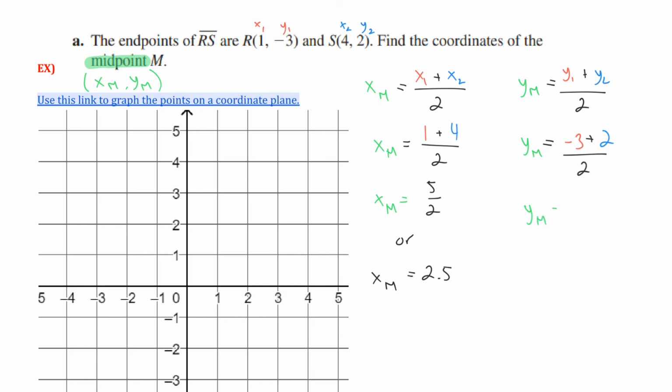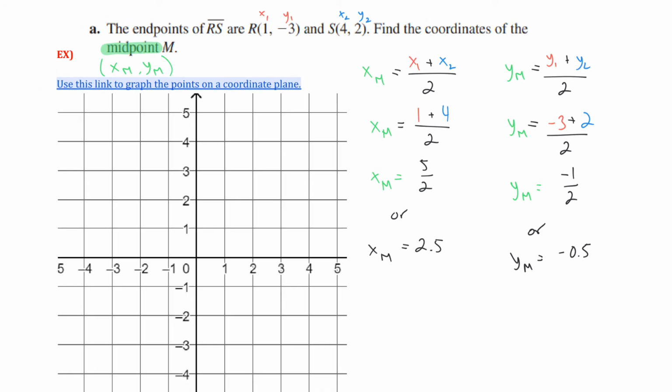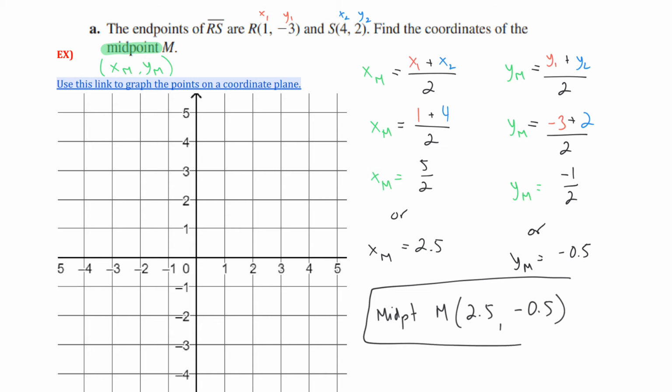Finishing this up, we get ym is equal to negative 3. Adding positive 2 gives me negative 1 divided by 2, or ym is equal to negative a half. Okay? But again, this is not the way we write our final answer. We need to make sure that we write it as a coordinate. So our midpoint M has the coordinates 2.5 and negative a half. This is our final answer.